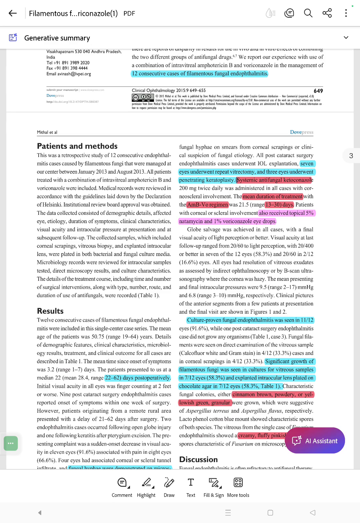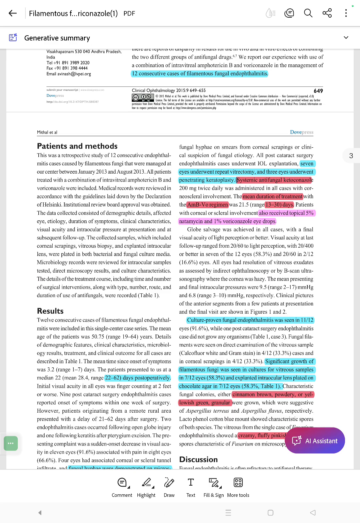In their study, 7 eyes had to undergo repeated vitrectomy, and 3 eyes underwent penetrating keratoplasty also. Systemic antifungal ketoconazole 200 mg twice daily was used in all these cases, especially with corneoscleral involvement. The mean duration of treatment in these 12 patients was around 21.5 days, with a range of 13 to 30 days. Patients with corneal or scleral involvement also received topical 5% natamycin and 1% voriconazole eye drops.